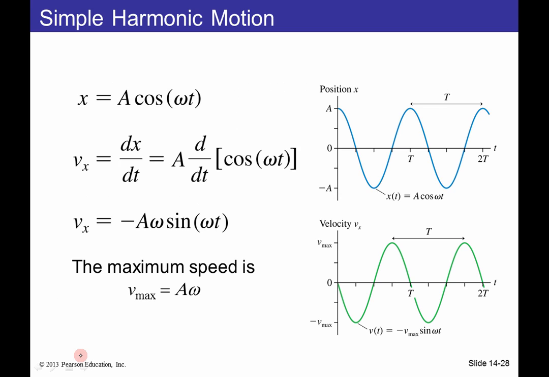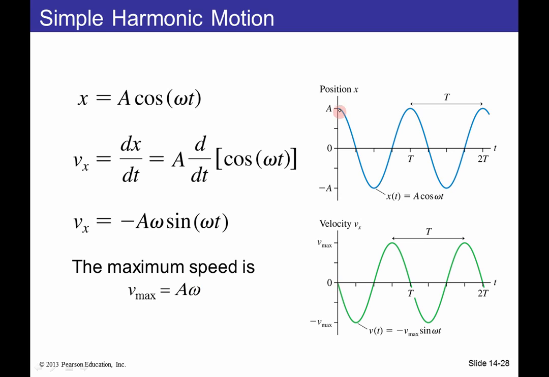So for the simple harmonic motion equations, if we use the cosine, for instance, the position is A cosine omega t. The velocity is the derivative of the position with respect to time, which is A times d/dt of cosine omega t. That gives me a minus sign with an omega that comes out of the function. So the velocity is minus A omega sine omega t. The maximum position is A, and the maximum speed is A omega.